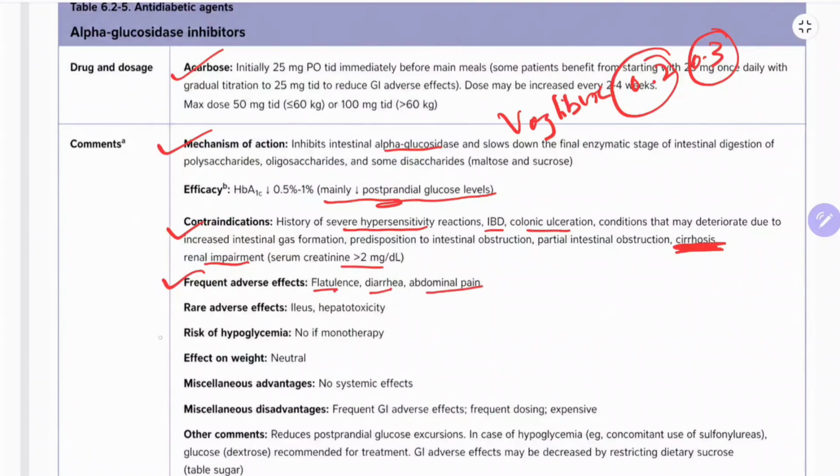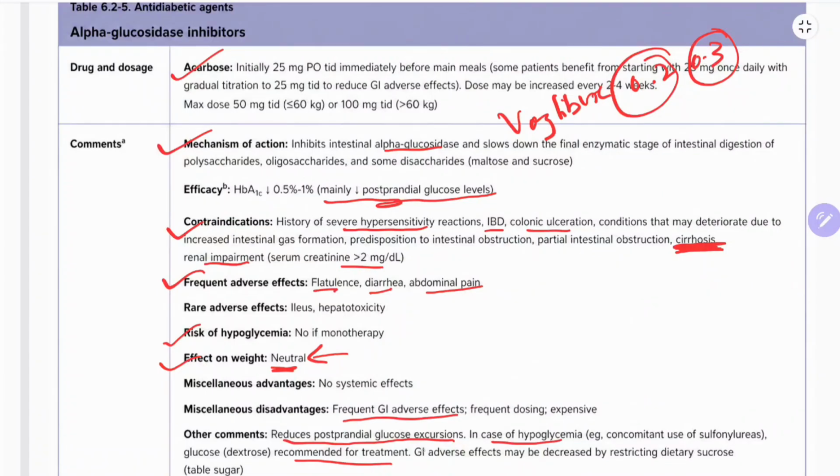Risk of hypoglycemia, no risk. Effect on weight, actually they cause weight loss. Remember, here it is given as neutral, but they cause weight loss actually. And disadvantages: frequent GI adverse effects. That's why they are not used. So they mainly reduce postprandial glucose excursions. In case of hypoglycemia, for example with concomitant use of sulfonylureas, glucose is recommended for treatment.